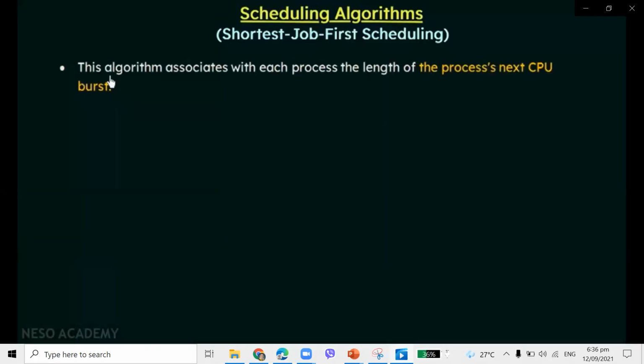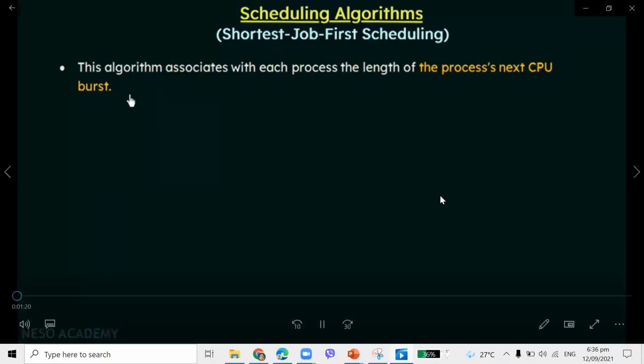It says here, this algorithm associates with each process the length of the process's next CPU burst. So when we say shortest job first scheduling, we don't actually mean the entire length of that process or the entire time that the process is going to take. What we actually mean is the length of the process's next CPU burst. That means the next time this process is going to use the CPU, how long is it going to take?